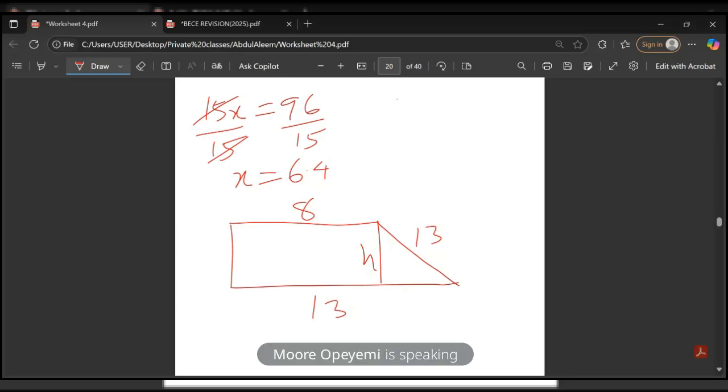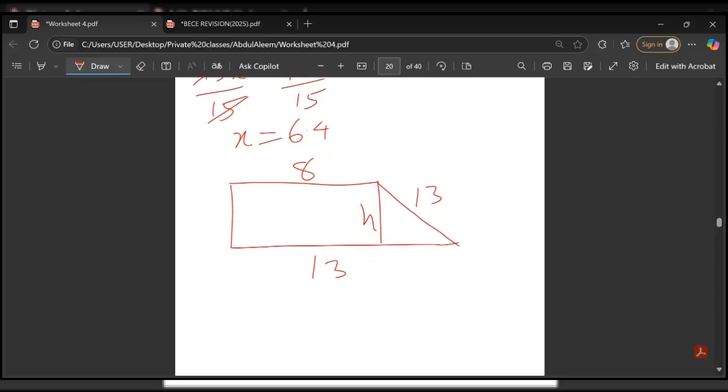Let me see. You must be given the area. Oh, no, it's not necessary. Okay, we have to find the height of this now. From here to here is 13. And this one is 8. That means this is 5.